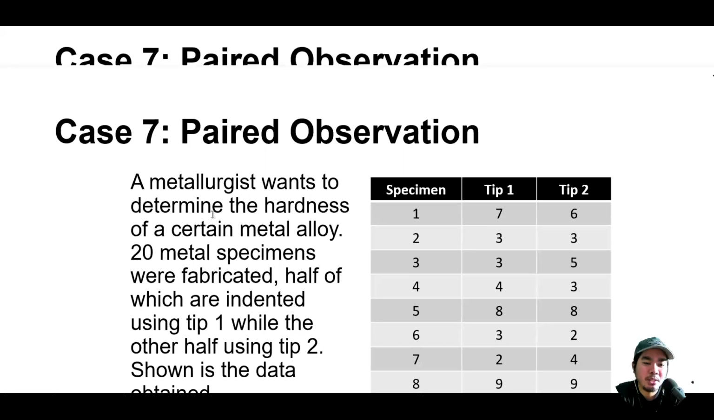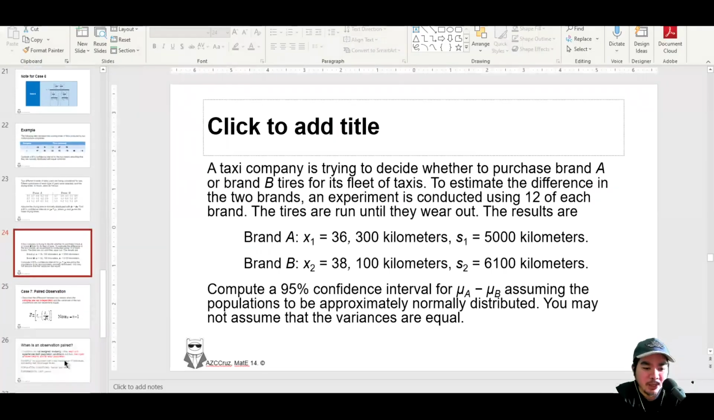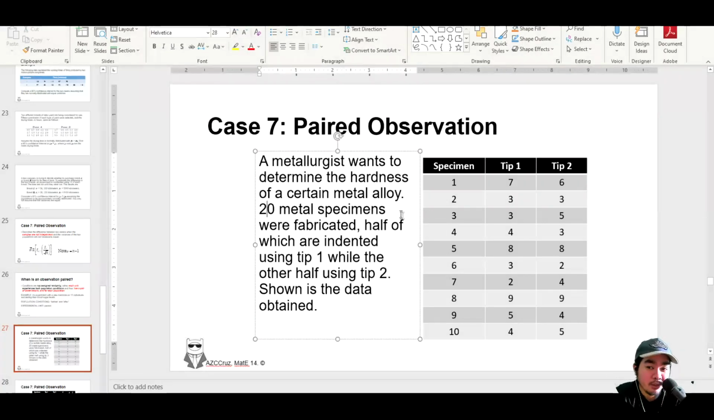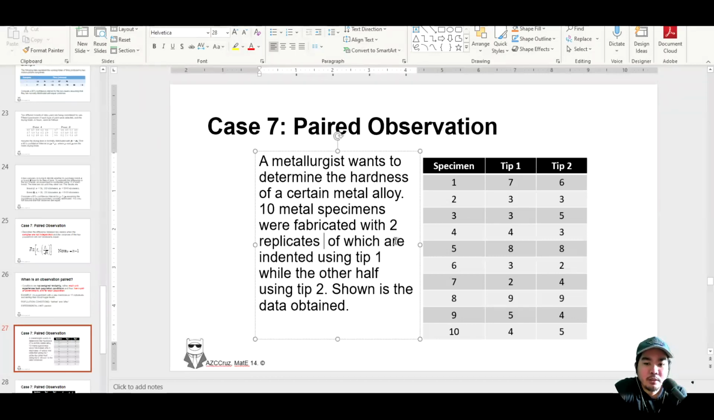And I could probably just change it para hindi na kayo malito din. Tama? Yeah, kasi if you just read this as it is, class, no? Parang you could make a valid argument na sir, case 6 to, hindi naman necessary na paired observations to. Okay? So pwedeng 10 metal specimens were fabricated tapos one with two replicates each.